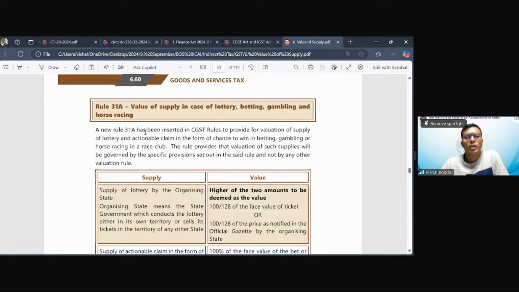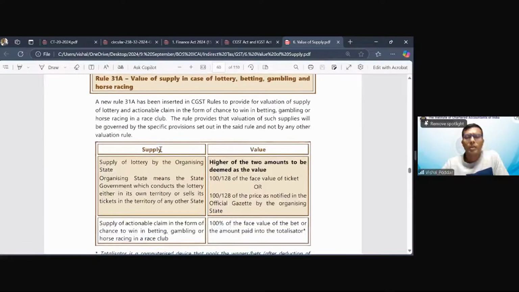So what it says, the new rule 31 has been inserted in the CGST rules to provide for valuation of supply of lottery and actionable claim in the form of chance to win in betting, gambling, horse racing, or in a race club. The rule provides that the valuation of such supplies will be governed by specified provisions set out in the said rule and not by any other valuation rule. So as I said, the above rules were general, they were applicable to everyone, but this particular category will apply to these specified businesses, and most important, it will not be applicable to other businesses, and these businesses will not fall in the above rules.